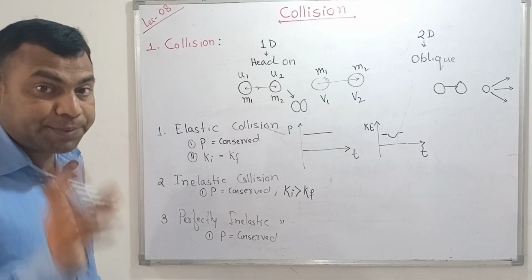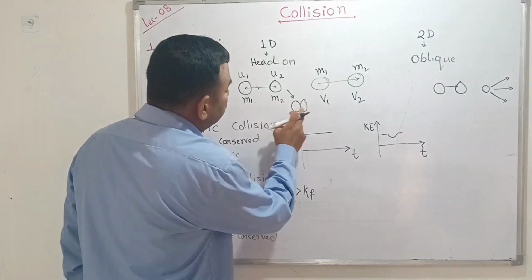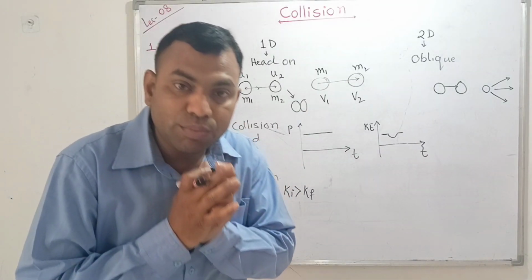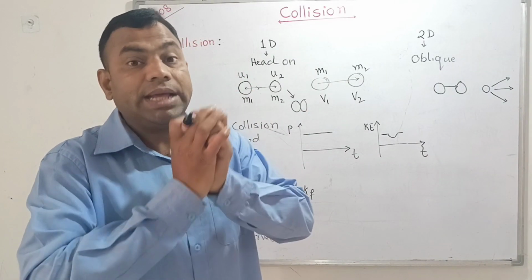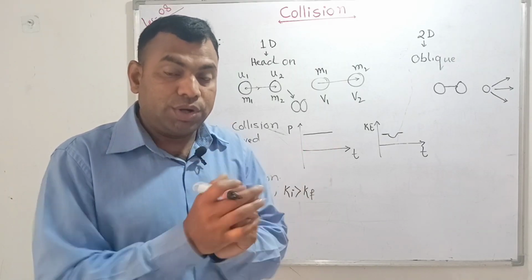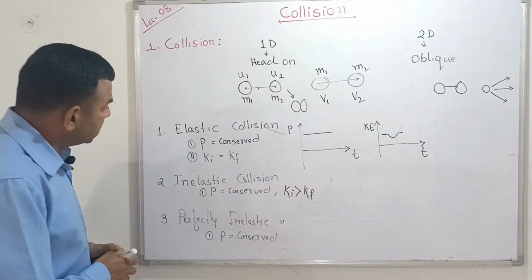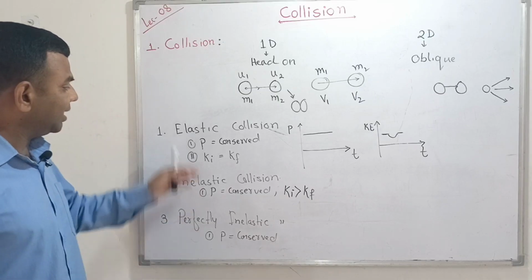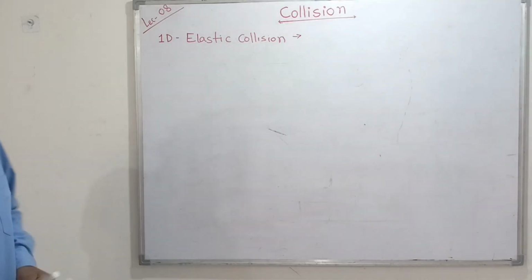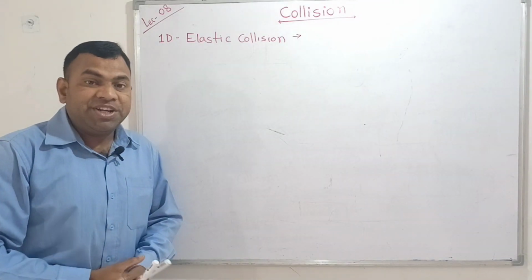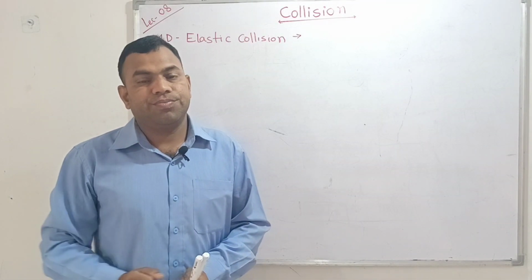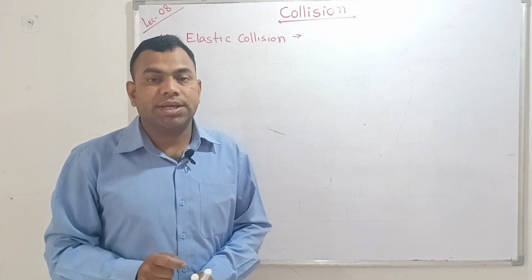But what happened after the collision? Both will come together, stick together and move together. Then m1 and m2 become one contact. So we will study one by one. First come to the elastic collision. So pause the video. Now we are going to study about the one dimension elastic collision. It is also called head-on collision. So this we will study.